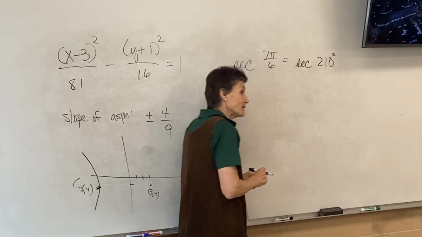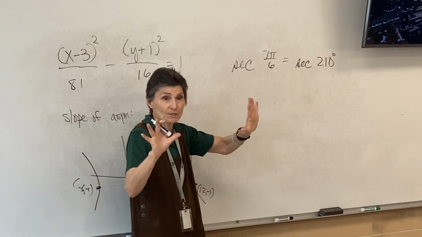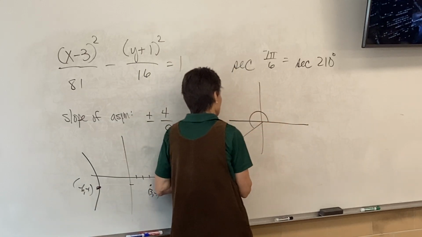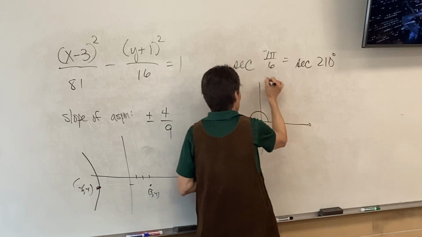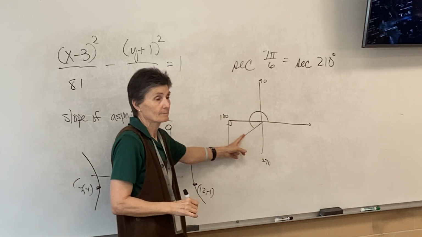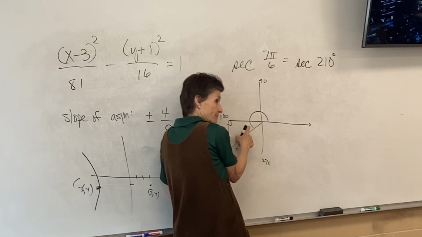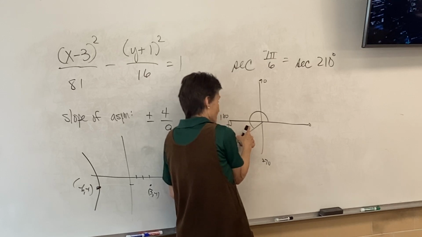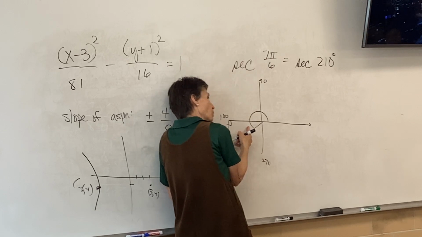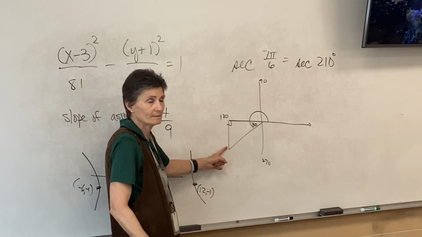Now, I don't care how you get 210. If you want to do 7 times 180 and then divide by 6, that's fine. Somehow get 210. Draw 210. Using your standard position labels, this would be 210. This is the angle in question. How big is it? Oh, guys, come on. That's gotta be 30. If this is 180, aren't we going 30 past it?